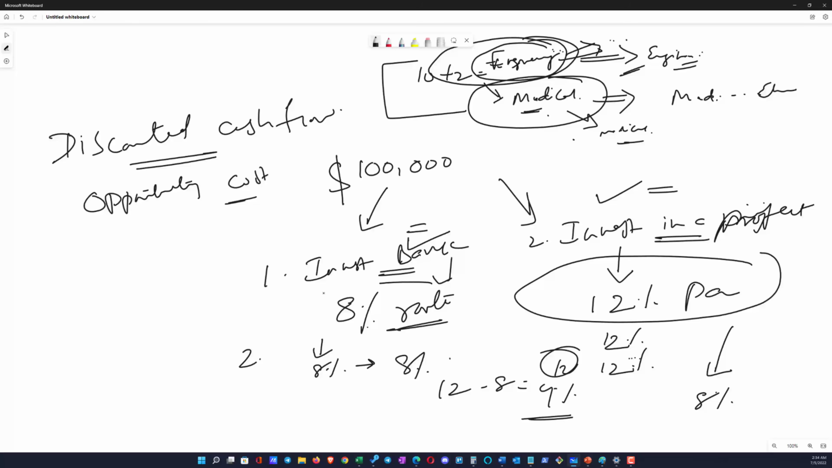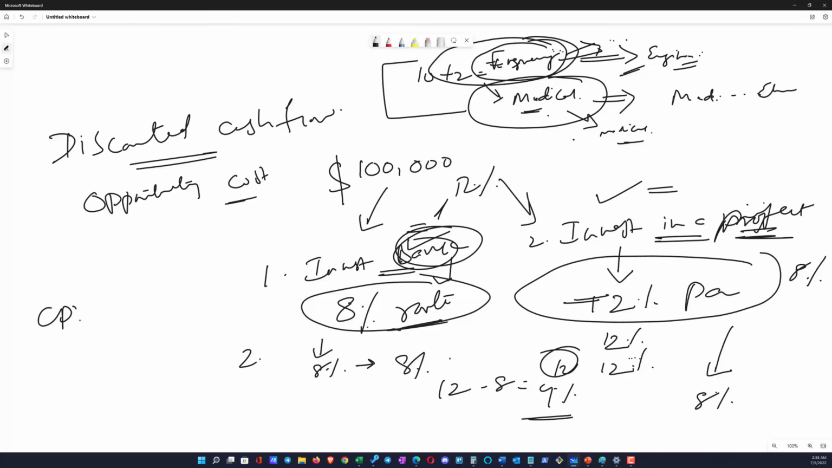If you're investing in a bank, you're losing 12%, so the opportunity cost for investing in a bank is 12%. And the opportunity cost for investing in a project is going to be 8%. I hope the concept is clear so far. If not, rewind it and re-listen to that, because this is important. Once you understand what an opportunity cost is, the capital budgeting technique is going to be very easy.